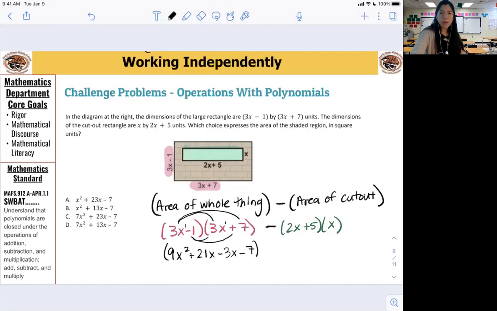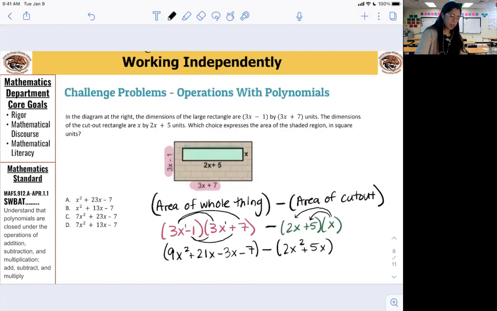Now in this case, I'm not really foiling. What am I doing on the green ones? Distributing. Yeah, just distributing. Notice how it's going backwards. I still have my minus sign. That's not going anywhere. And now I have 2x times x, I get 2x squared. And then 5 times x, I get 5x.